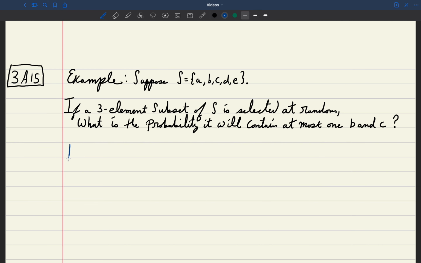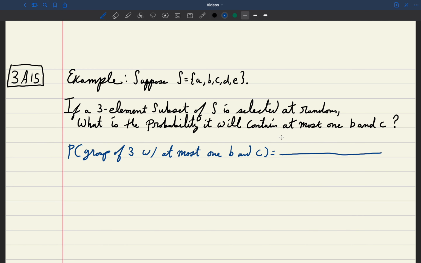So let's write it out. The probability of the event of a group of 3 with at most 1 of B and C. Well, first, that's going to be the number of ways that this can occur over the sample space. So how many ways can that occur? That's the tricky part about this example.